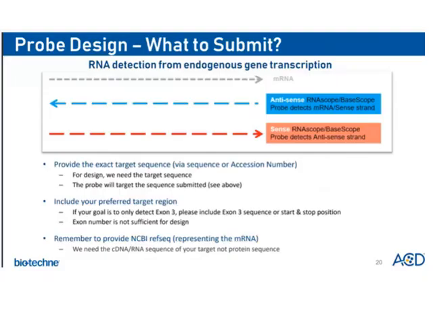So before we go to the website for designing the probe, we have a few notes. Basically, we need to provide the exact target sequence, not only the probe sequence. For designing, we need the target sequence, and the probe will target the sequence that we submit. We also need the cDNA or RNA sequence of the target, not only the protein sequence. This is just a repetition of this note.